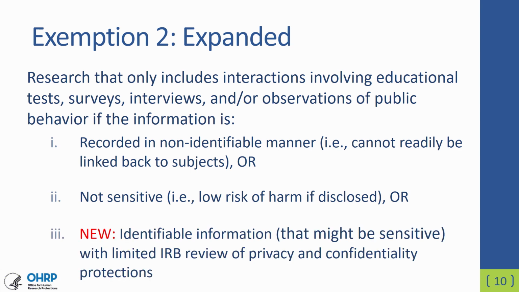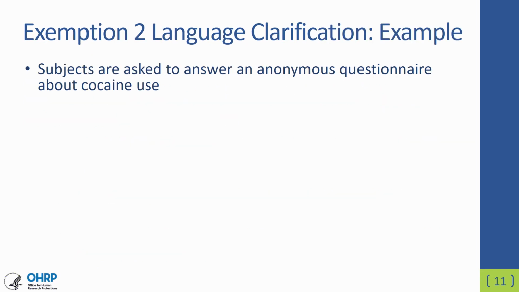Or, this is the new addition in the revised Common Rule: if the information collected is identifiable, even if it is sensitive, but there is a limited IRB review of the privacy and confidentiality protections, the research may also qualify for Exemption 2. Let's look at a couple of examples regarding Exemption 2, starting with an example about the language clarification.